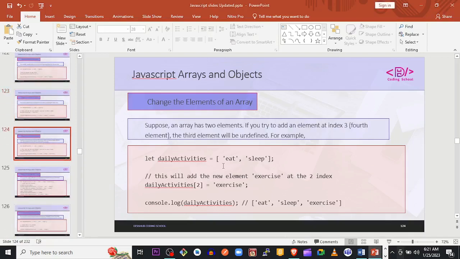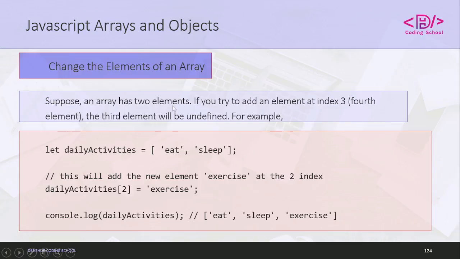So next, suppose an array has 2 elements. If you try to add an element at index 3, the skipped item will be undefined. For instance, where we have 0 and 1, if you come and say daily activities at 2, you give it exercise. This one adds an element at this position.